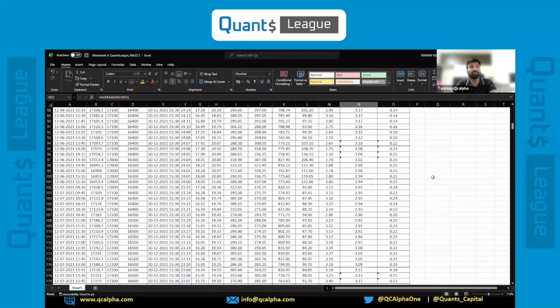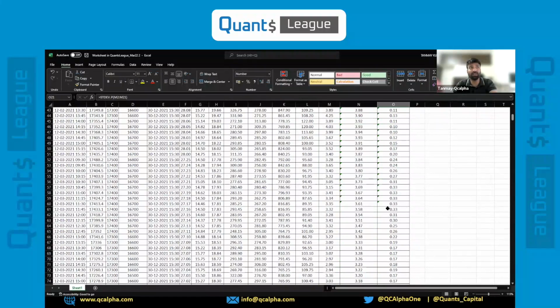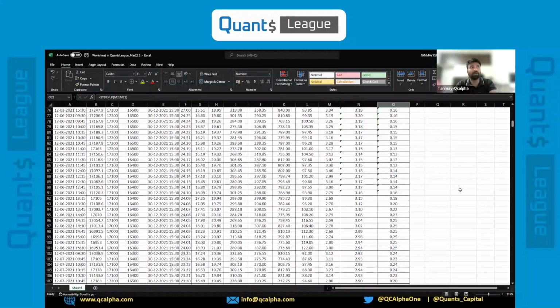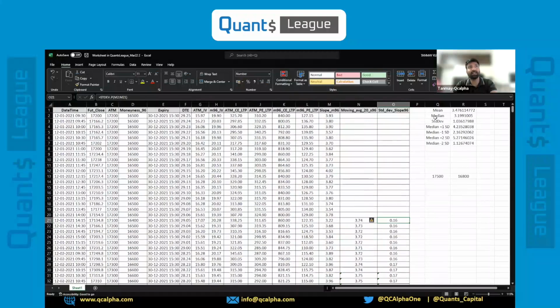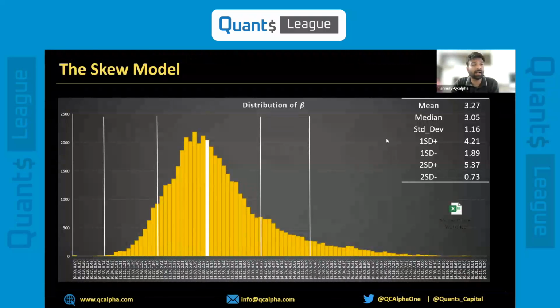Then I've taken the standard deviation of that slope. What is my standard deviation of that slope available? Once I do that, I get my mean, median, my standard deviation, and one standard deviation and two standard deviation. And then I get a distribution. The distribution, as you can see, is skewed. There is positive skewness. The kurtosis is quite visible. And these are the standard deviation marks I have created.